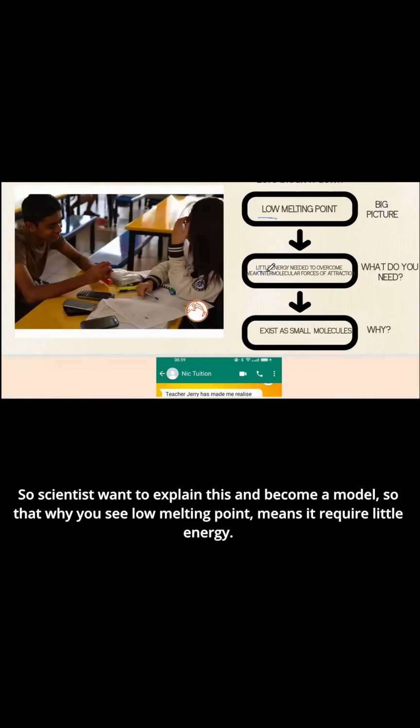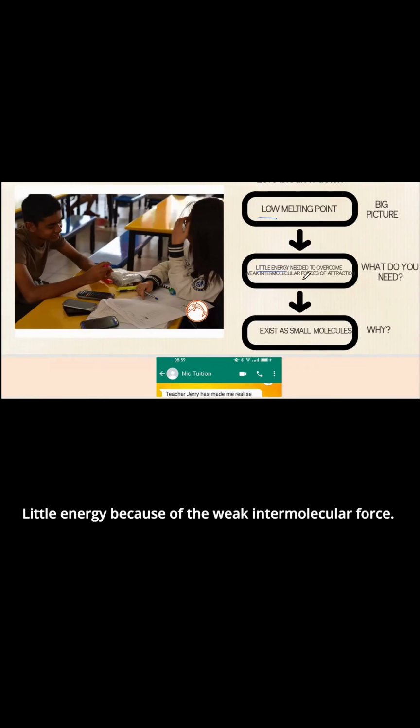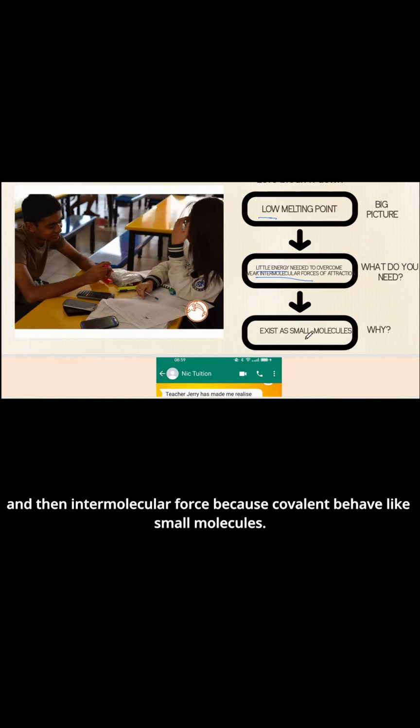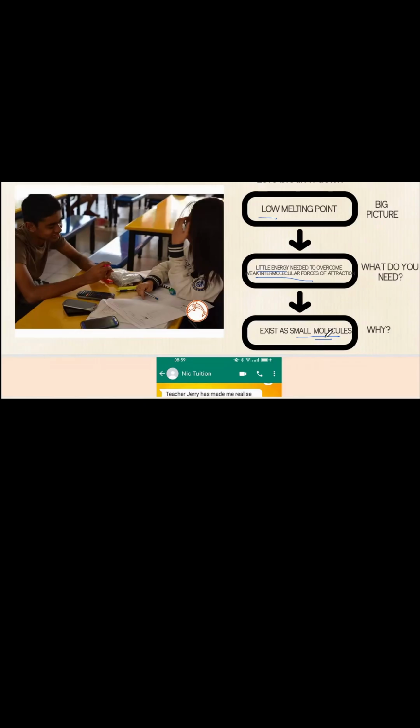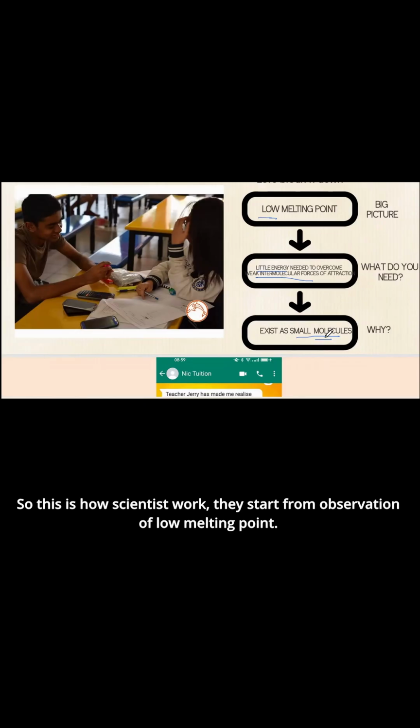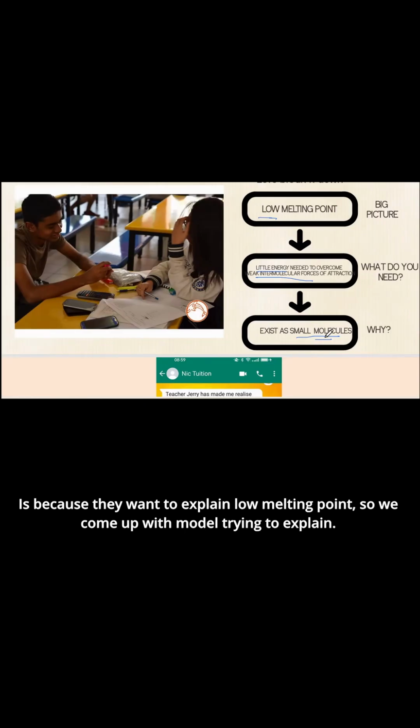It means you require little energy, because of the weak intermolecular force. And there's weak intermolecular force because covalent substances behave like small molecules. So that's also how scientists work. They start from the observation of low melting point. It didn't start off that they saw a lot of small molecules, then they worked upwards. No. It's because they want to explain low melting point, so they come up with a model to try to explain.